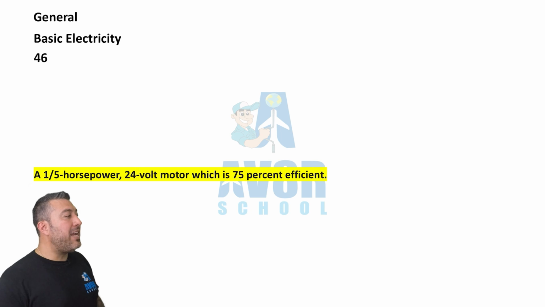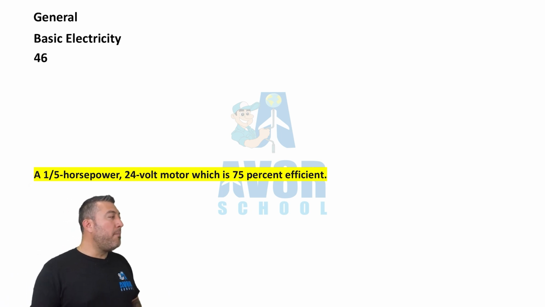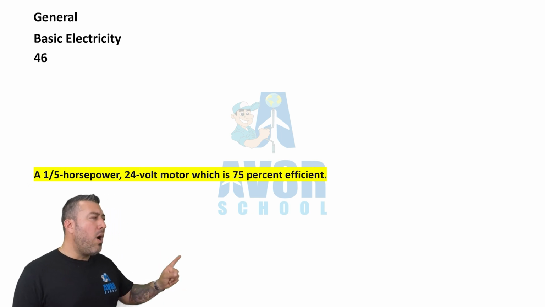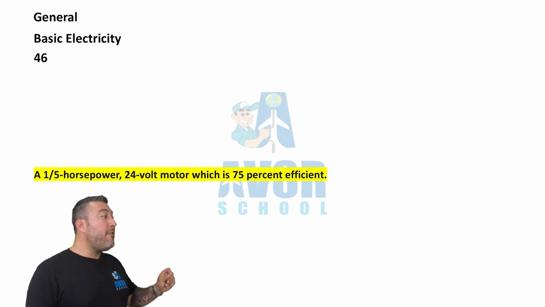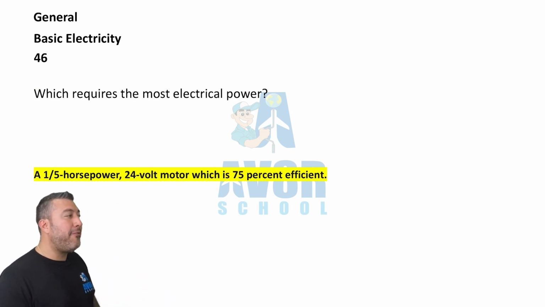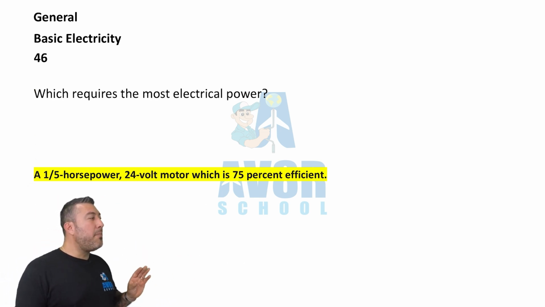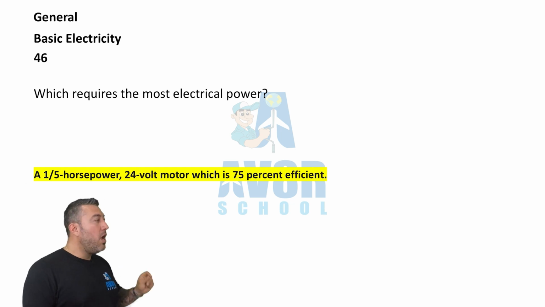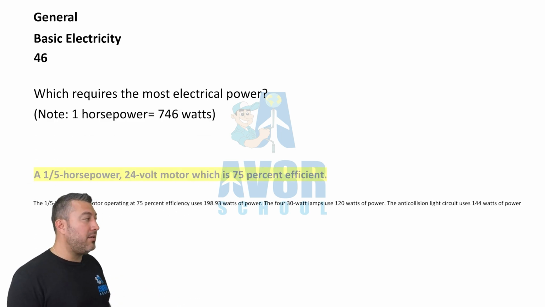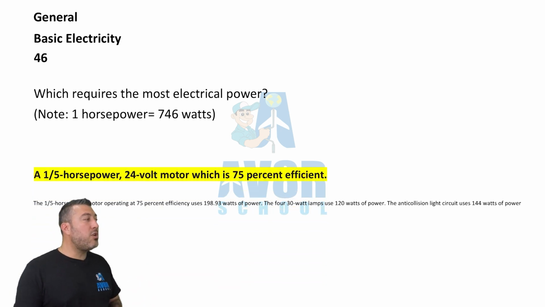All right, 46. A 1/5 horsepower 24-volt motor which is 75% efficient. Which requires the most electrical power?